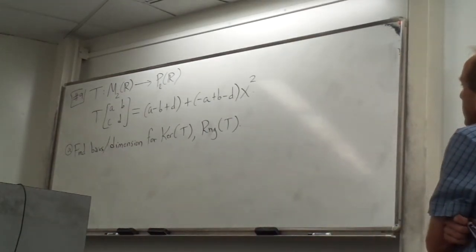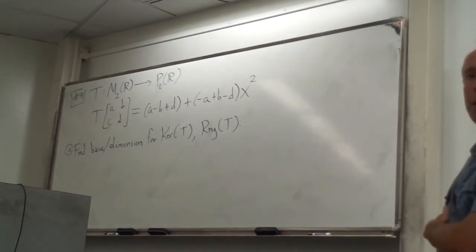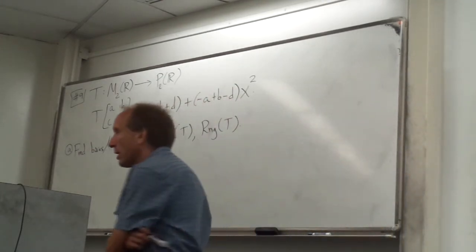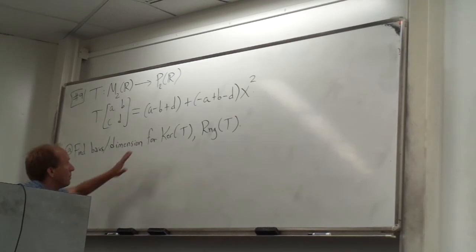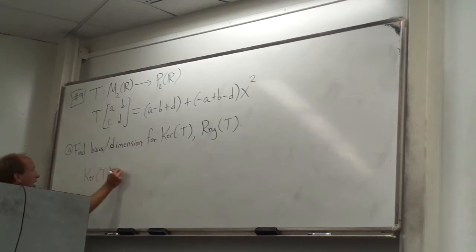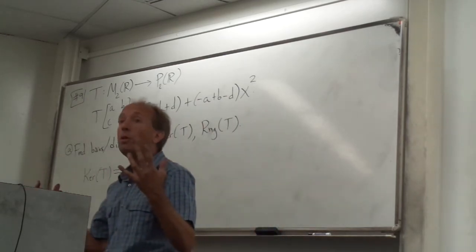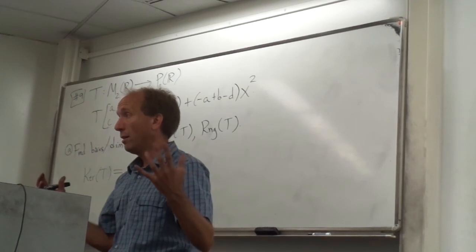Okay, do you guys want to start with the kernel, or do you want to start with the range, or does anybody care? Doesn't really matter to me. Kernel? Okay, I'll start with the kernel. Can you guys remind me again, the kernel of T, what is that talking about? The null space. The kernel of T is the null space of a matrix when we have a matrix. We do not have a matrix here.